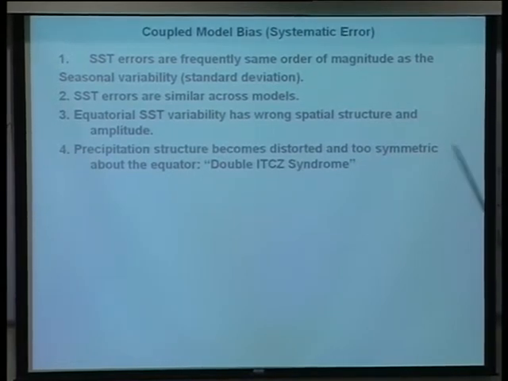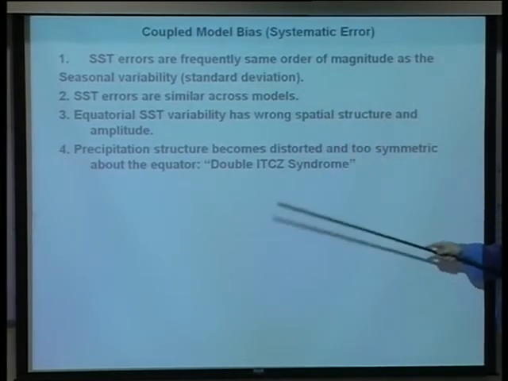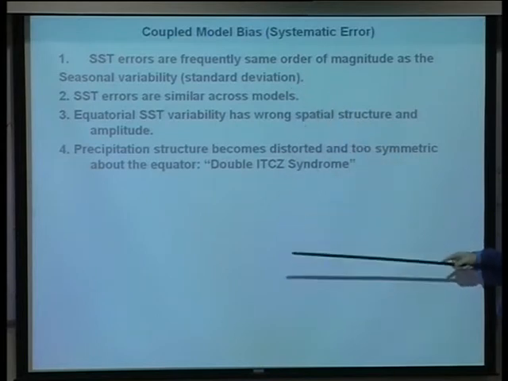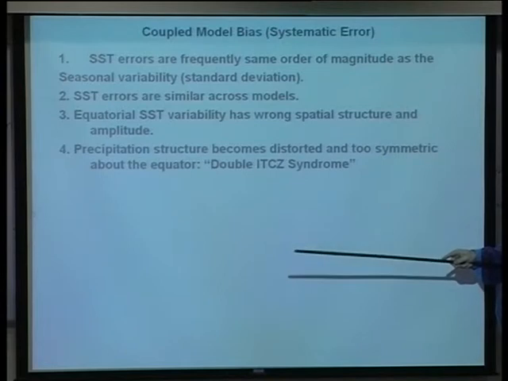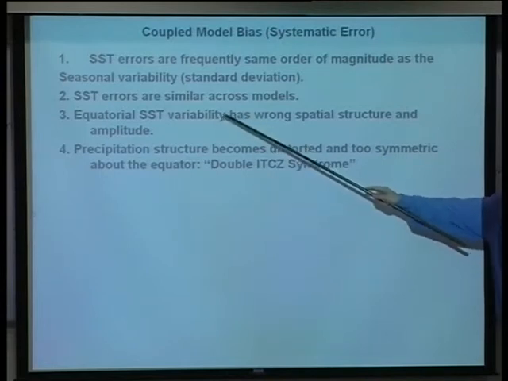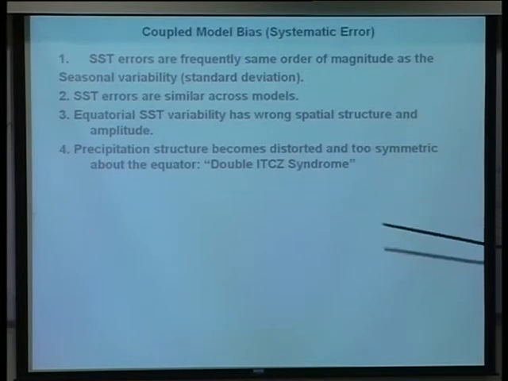Okay, so again, to return to this coupled model bias issue, SST errors can be on the same order of magnitude as the seasonal variability. So again, the signal is the same size as the noise, and this will really be apparent in the Indian and Atlantic Oceans. The other thing is that these SST errors are ubiquitous, or similar, across models. It doesn't matter what model you have, they all display very similar sorts of errors, which for a long time people thought would be great, because if someone else fixed their error, you could find out what they did and it would help you to fix yours, but unfortunately no one's ever been able to fix them.